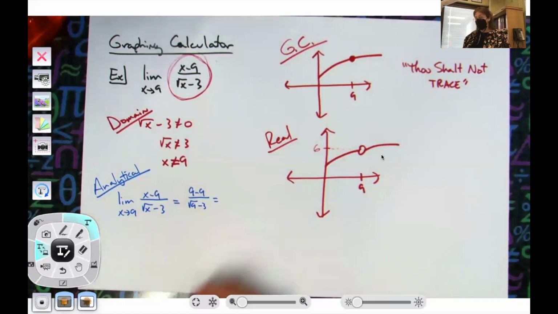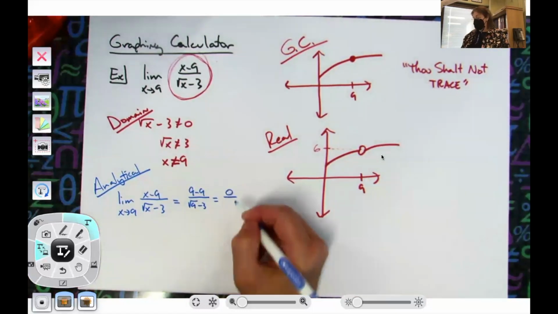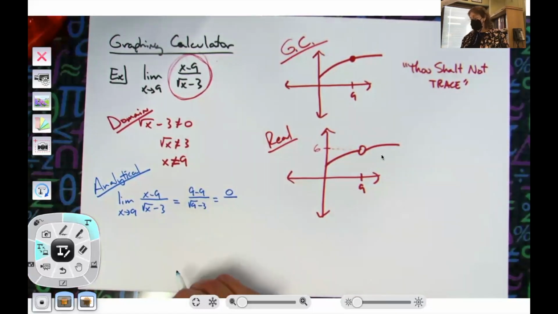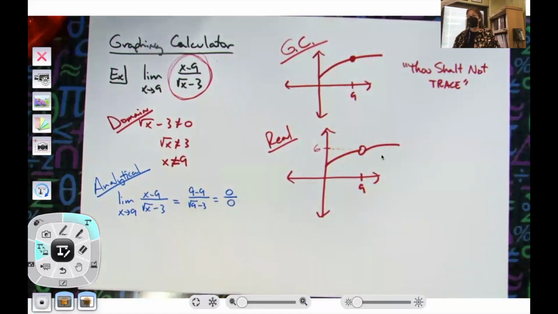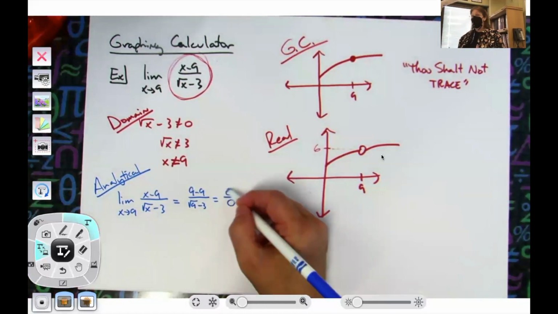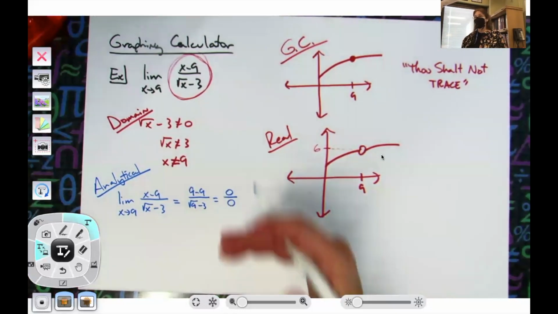Well, 9 minus 9 on top gives me a 0. The square root of 9 minus 3, that's going to be 3 minus 3, which gives me a 0. Well, first of all, can we divide by 0? We already know we can't divide by 0. But up to this point, we have not encountered a 0 on the top. We've never encountered 0 over 0.